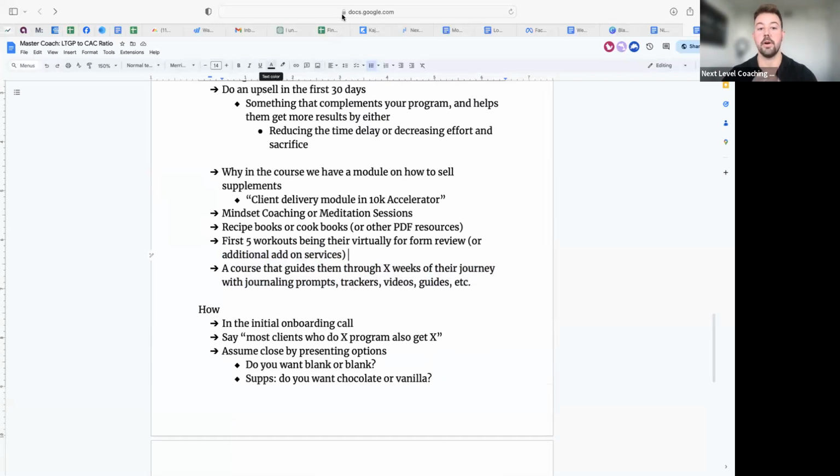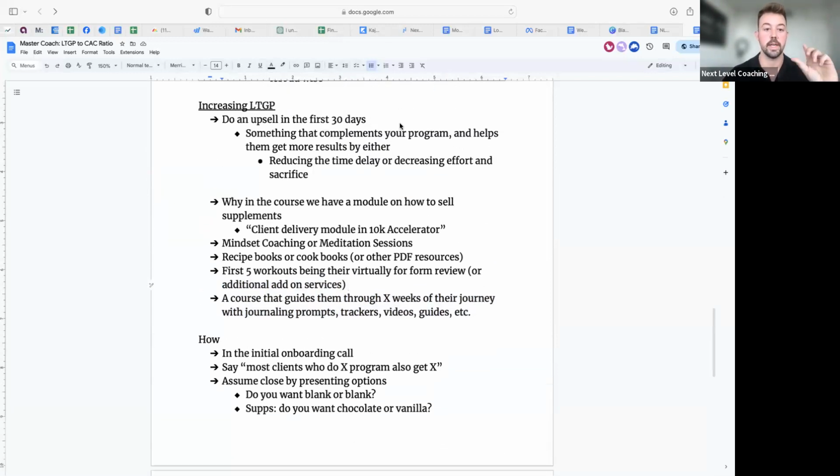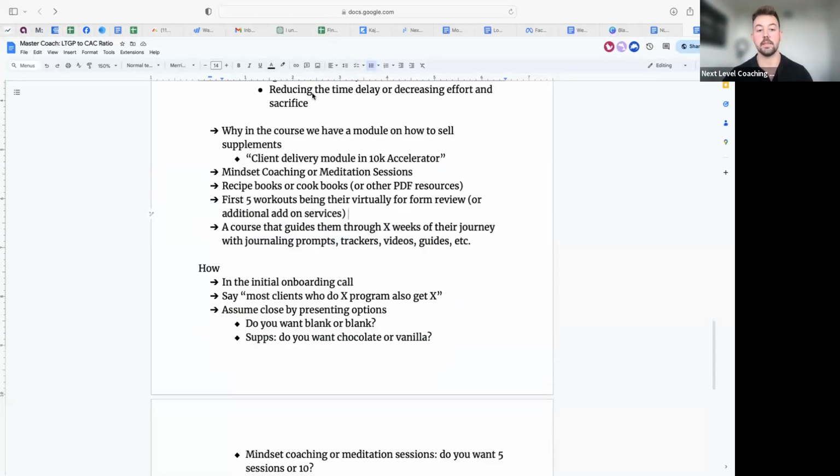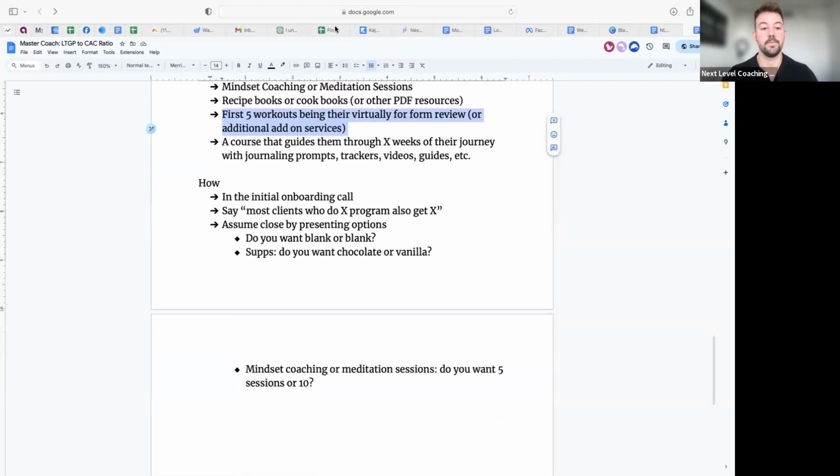All right, so recap on stuff that you guys can sell within the first 30 days to increase lifetime gross profit. Number 1, it could be product-based, which would look like supplements or a course or recipe books or cookbooks. Or 2, it could be service-based, which could look like mindset coaching, meditation, additional form reviews, or being there for their first 5 workouts, or potentially even purchasing for their first 5 grocery hauls, right? You guys can FaceTime and be there together at the same time. Obviously, you have your own creativity. These are just some thoughts.